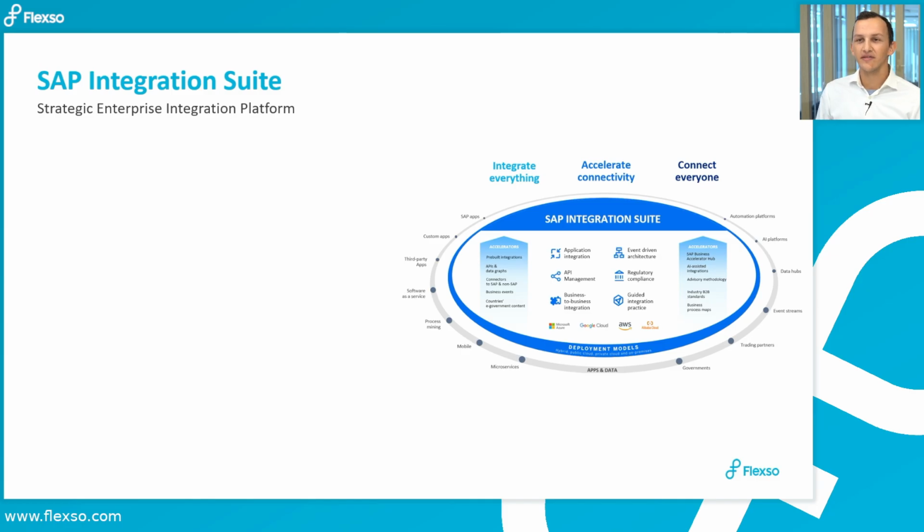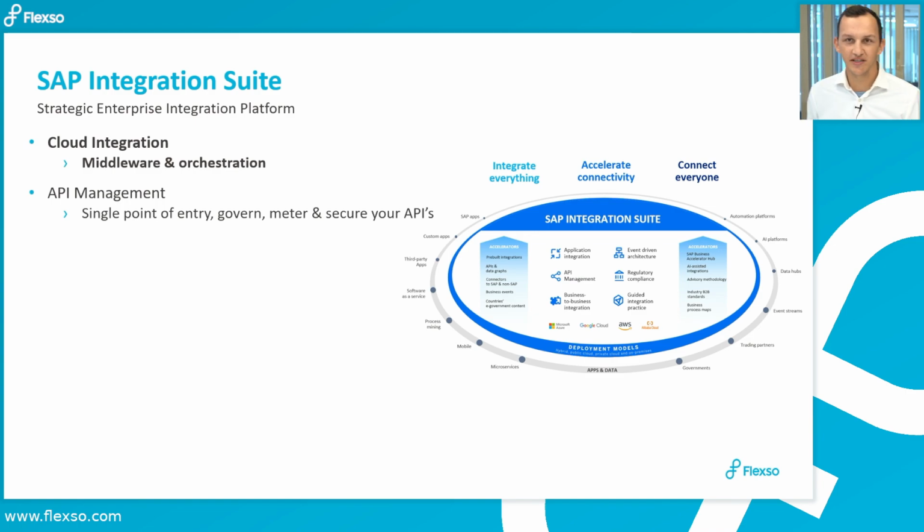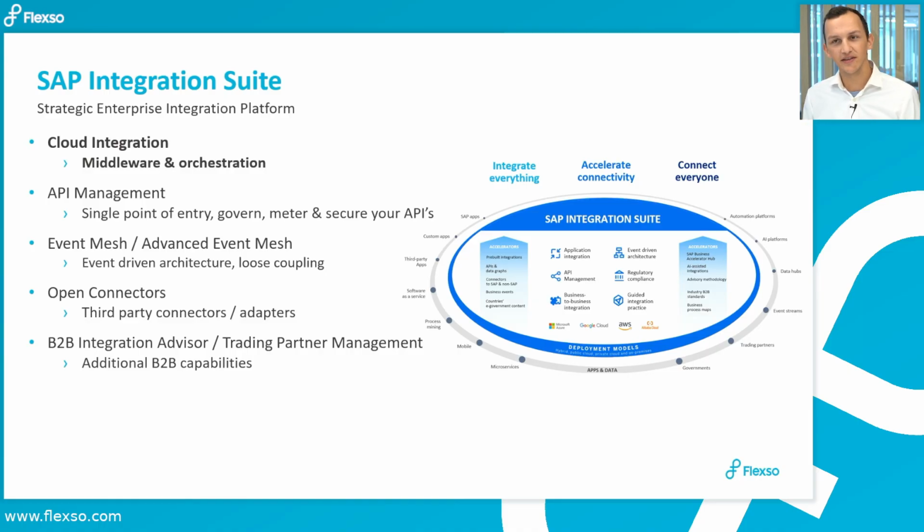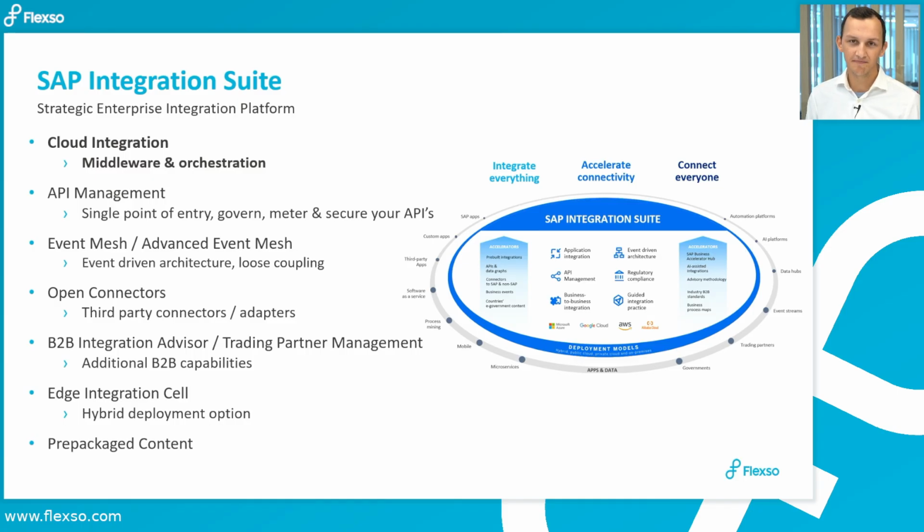If we have a deeper dive into those capabilities, we have cloud integration. This is where we will develop our iFlows, do all of our orchestration. API management, security, throttling, policies, event mesh, event-driven architecture, open connectors, connecting to third parties, B2B, trading partner management, everything EDI, ODETTE, GS1. Edge integration cell, if you're not that confident of the cloud, you still have a hybrid deployment option to also have an on-premise variant.